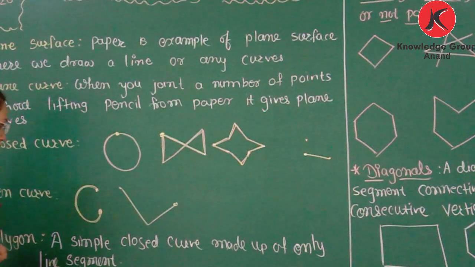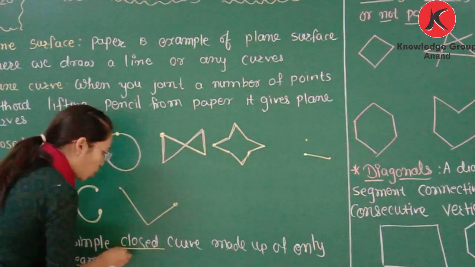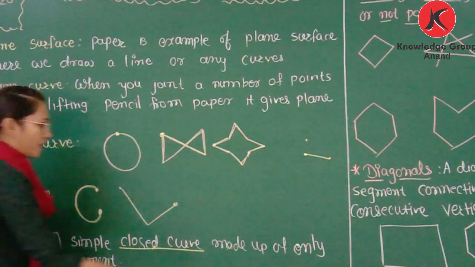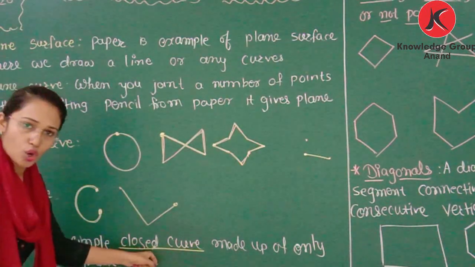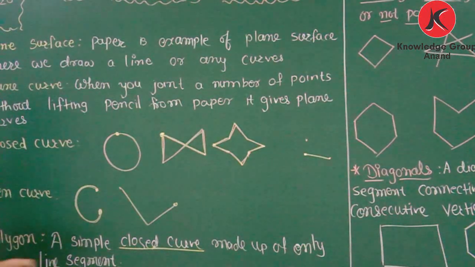And second is closed curve. Okay, that is made up of line segments. Two important points: it must be closed and the second point is line segments.